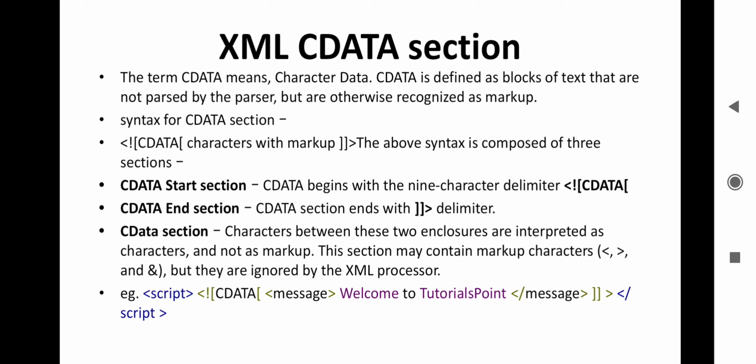So the CDATA start section is there. CDATA start section means what? It begins with the delimiter. Here we are starting this section. Then the CDATA end section: we are ending this section with two square brackets and one angle bracket. Characters between the two delimiters are interpreted as characters and not as markup. So this is about the CDATA section.